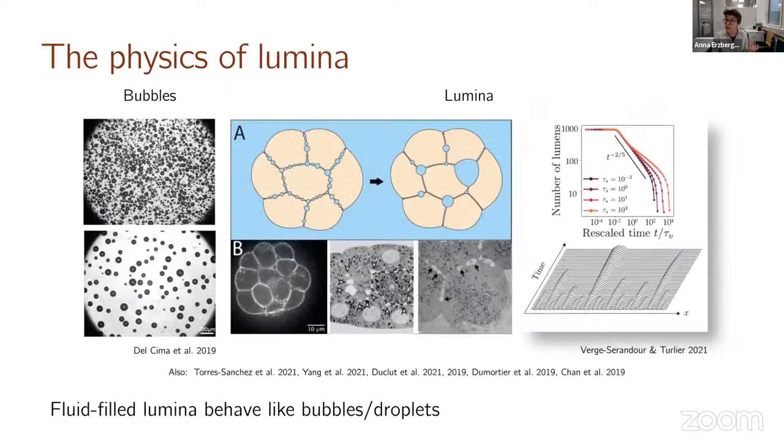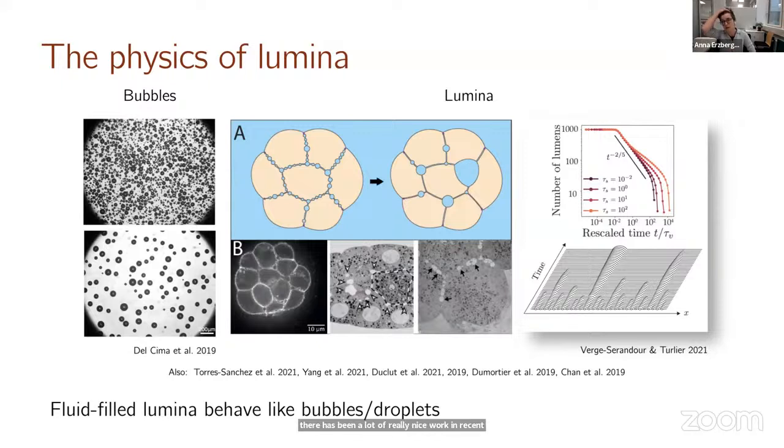So biological lumina, I think, are a very, very nice example of biological structures that can be viewed as general objects with an effective surface tension and subject to pressure, hydrostatic and osmotic pressure from the inside. These processes are regulated by biological processes, but at larger scales, we can view these objects in analogy with bubbles or droplets. And there has been a lot of really nice work in recent years that is exploiting this analogy.